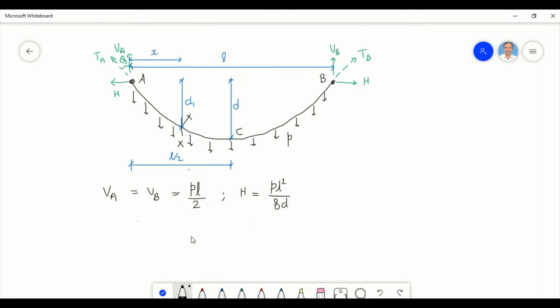The inclination of this TA or TB with respect to horizontal, if we express that as theta s, it can be written as tan inverse of horizontal by vertical. Because our theta is with respect to the vertical, we have to write horizontal in the numerator and vertical in the denominator. And when we substitute the values of H and V, we get this as tan inverse of H, which is PL square divided by 8D, and the value of V is PL by 2.